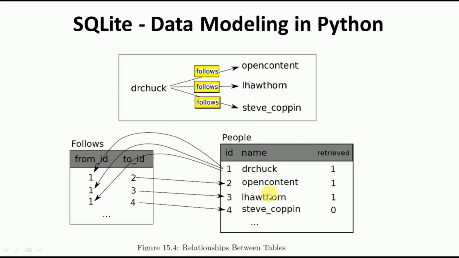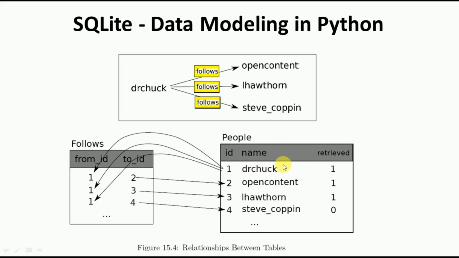So that is how I can understand these particular tables. Now we need to write one program to do this task. We need to read the username, whatever it may be, let us say Dr. Chuck. Initially we insert that Dr. Chuck into this table with ID equal to 1 and retrieved equal to 0.